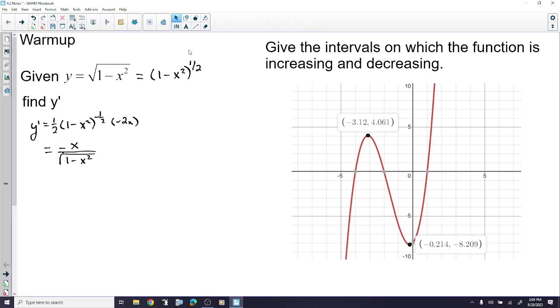This is section 4.2. Here's the warm-up, and there's the derivative. You can take a look at it. It's just a little bit of review. Give the intervals on which the function is increasing and decreasing.